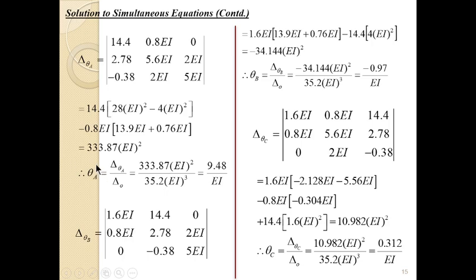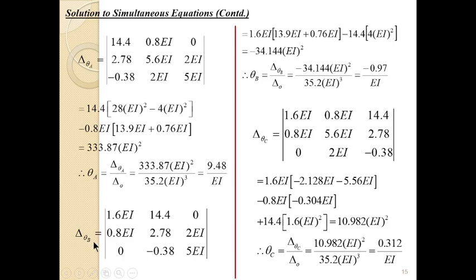To find the theta A will now be the determinant of the theta A all over the determinant of the first main determinant, which is delta theta A and delta naught. So this is delta theta A, this is delta naught. That's why we have 9.48 all over EI.